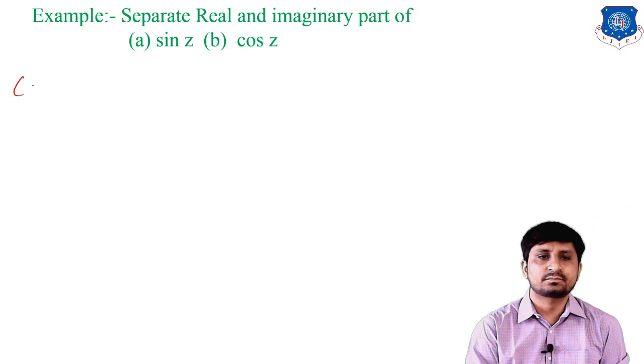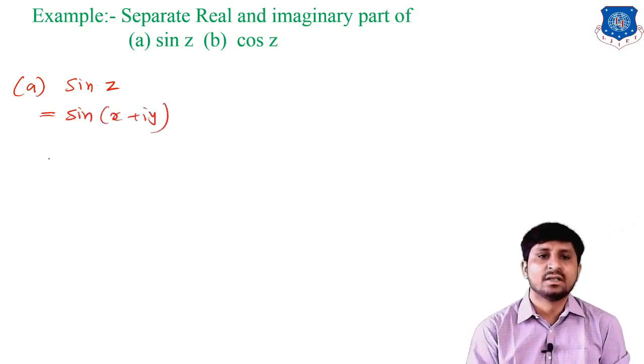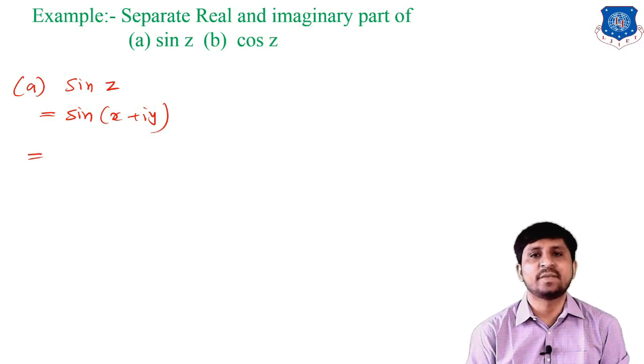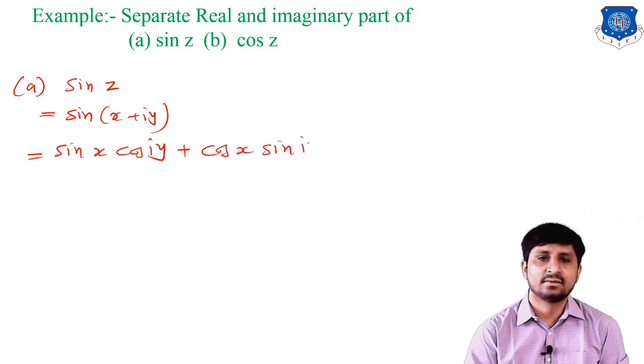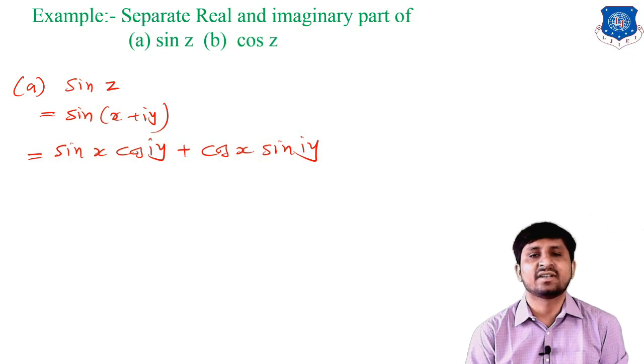First of all, let's try to find out the real and imaginary part of sin z. Now sin z means we can write sin of x plus iy. We know that sin alpha plus beta can be written as sin alpha cos beta plus cos alpha sin beta. So I can write sin x cos iy plus cos x sin iy.